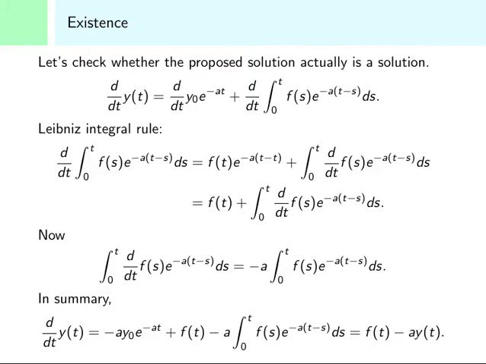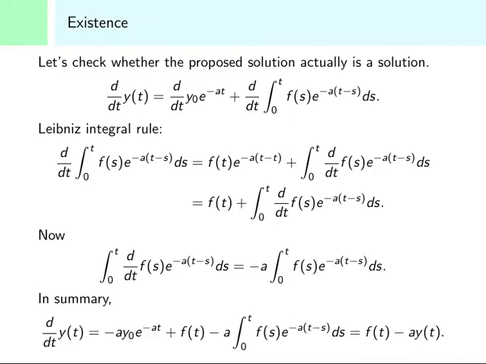The first summand is easy to calculate, but the second summand, the derivative of the integral, is a bit more complicated. So we see that the time variable not only shows up in the integrand, but also in the integration bounds. The formula to use here is the Leibniz integral rule.